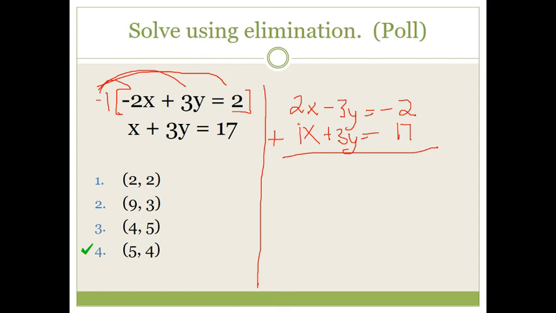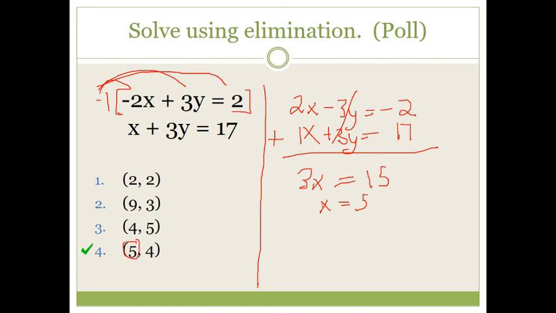So here I have a positive 2x and a positive 1x, so they add up to 3x. The -3y and the plus 3y cancel, they eliminate. That's why we chose to multiply it by that -1. And then finally, -2 plus 17 is positive 15. I can divide both sides by 3 to solve for x and get that x is equal to 5.